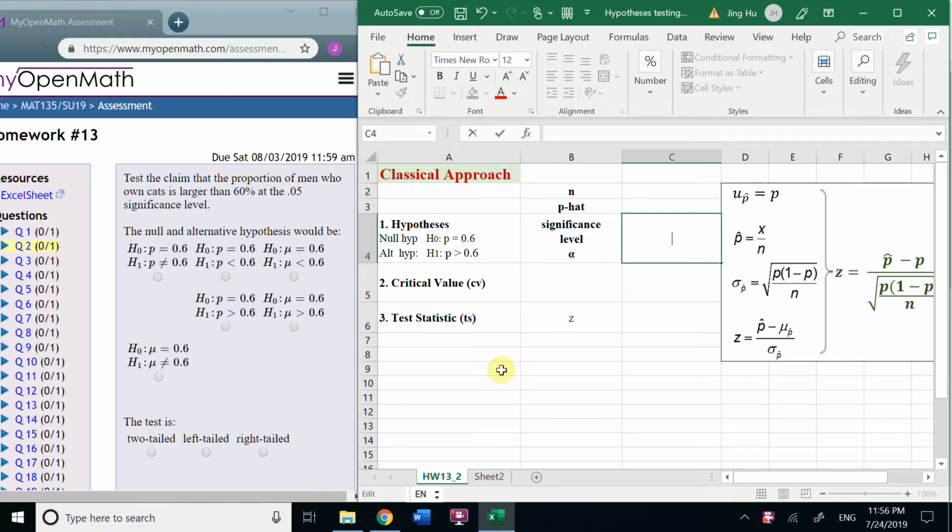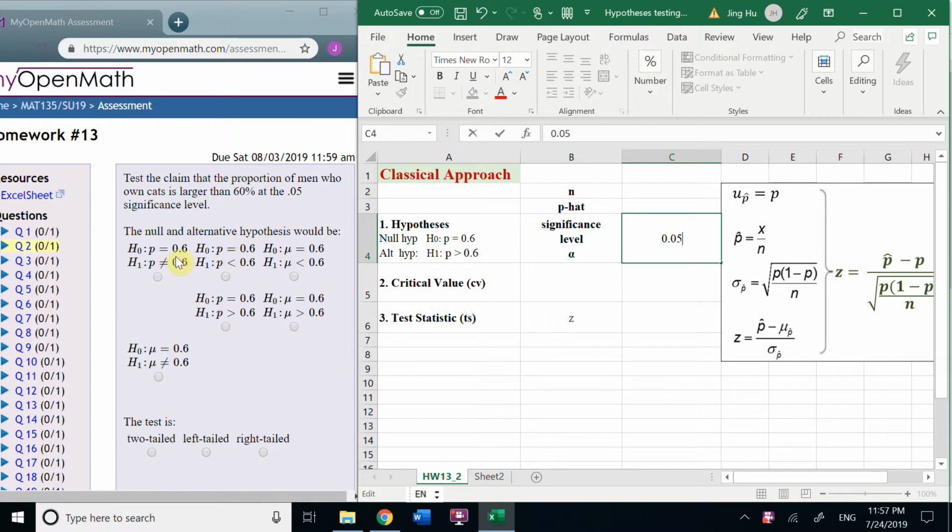Hello students, let's talk about question number 2. Test the claim that the proportion of men who own cats is larger than 60% at the 0.05 significance level. So here we know the alpha is 0.05 and the null hypothesis is H0: P equals 60%, 0.6. The alternative hypothesis is H1: P greater than 0.6.